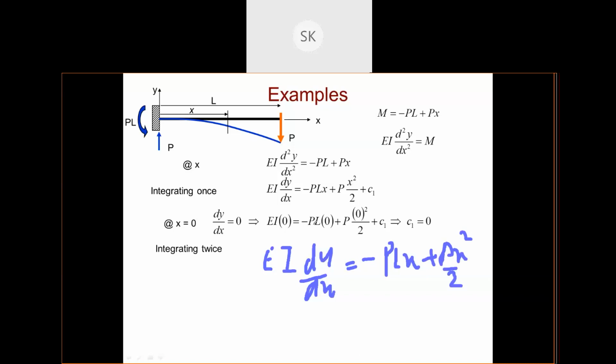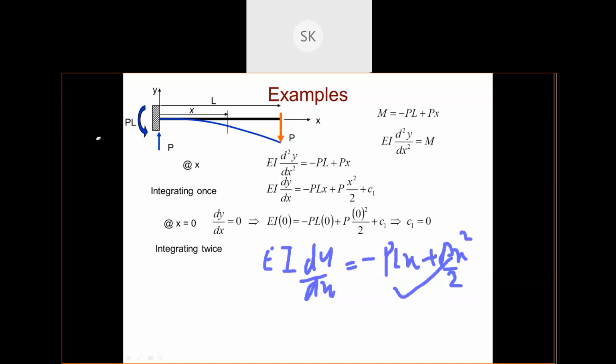Okay. Suppose I have been asked to find out the slope at 4-meter distance. Suppose the overall distance is 6 meter. I have been asked to find out the slope at 4 meter. So place the value of x equals 4 in this equation. You will get the slope at 4-meter distance. So this is my equation for slope.